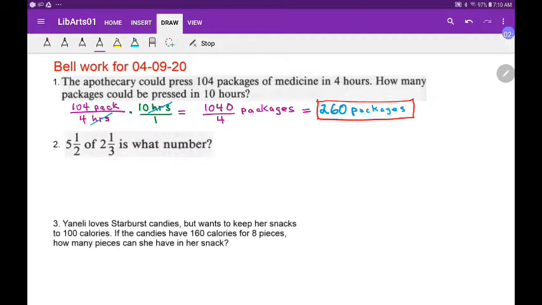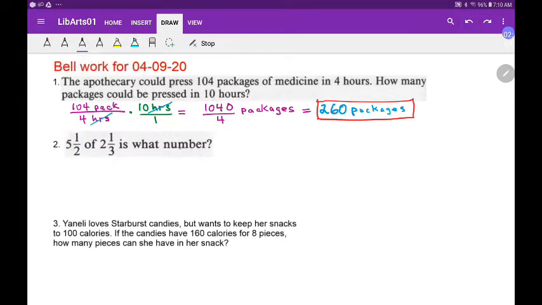Okay, so 5.5 of 2 1/3. Well, how do I find 5.5 of something? Well, I multiply by 5.5. Now, this wouldn't be so bad if we didn't have the fraction. If I just said, what's 5 times 3? I'd say, well, that's 15. But if I say 5.5, you say, I don't know what to do. Well, sure you do. You just multiply by 5.5.